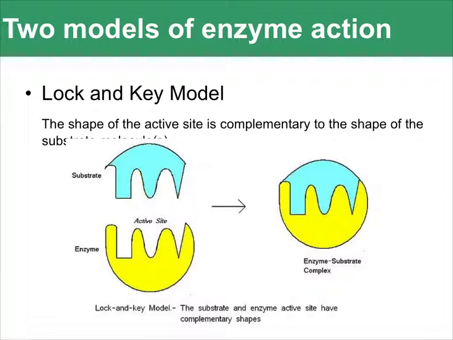So just following on from the two different types of models, the one shown below, sorry, some of the writing hasn't transferred across into this program well, but the lock and key model, so the shape of the active site is complementary to the shape of the substrate. So it's like a jigsaw piece just snapping in nicely. When the enzyme and the substrate are joined, this is known as the enzyme-substrate complex.